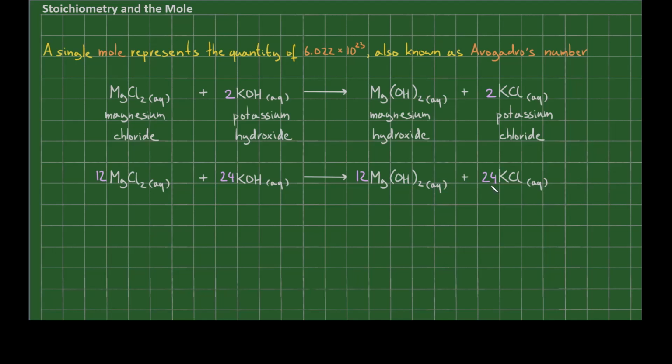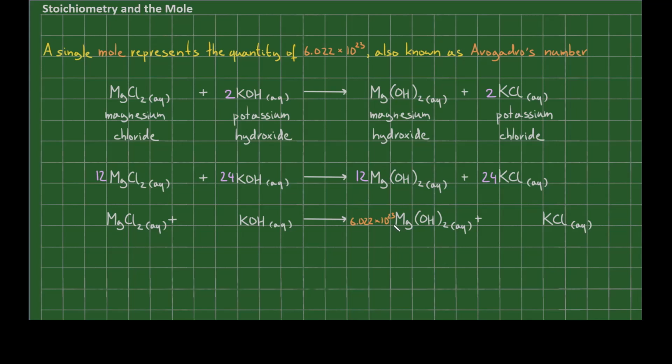I cannot actually measure out 12 magnesium chlorides. However, I can measure out a mole of them. Here is the reaction equation again. And this time I'm going to say that I want 6.022 times 10 to the 23 magnesium hydroxides. What amount of reactants will I need? Based on the original reaction equation, I have multiplied the amount of magnesium hydroxides by the Avogadro's number.